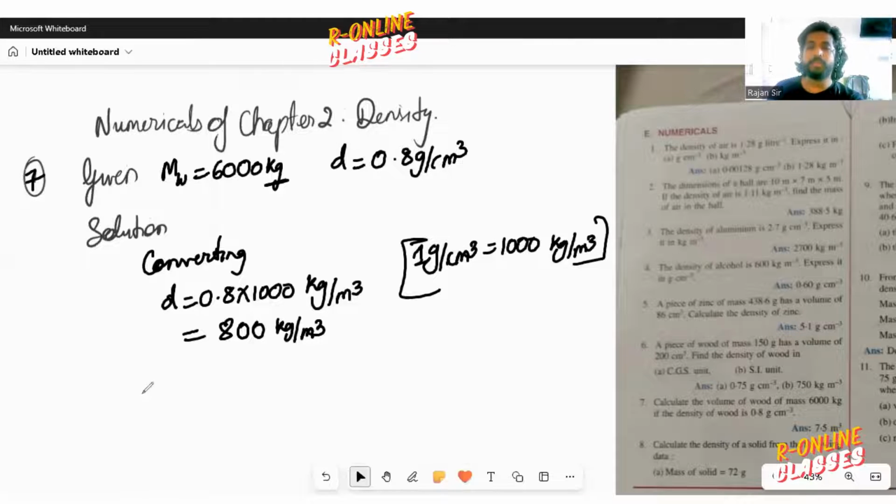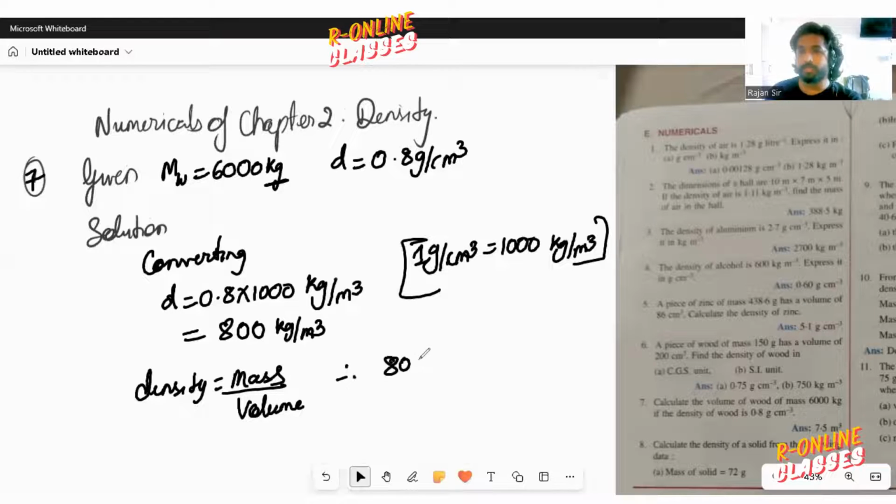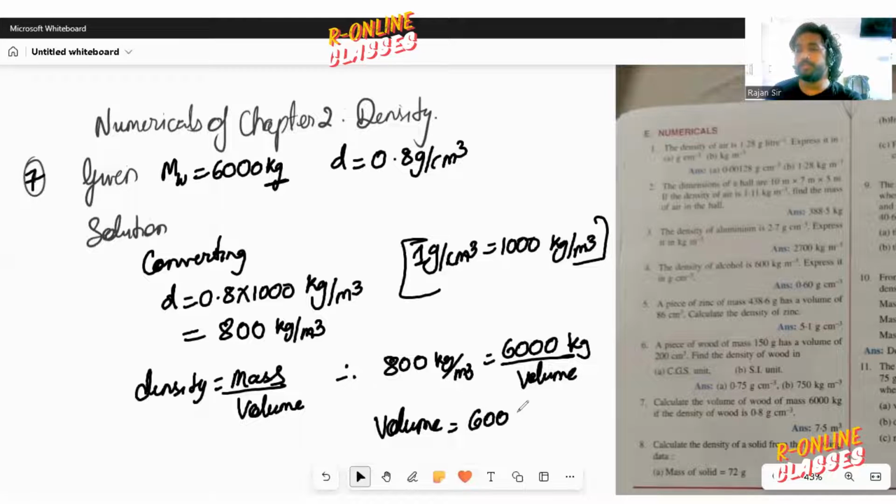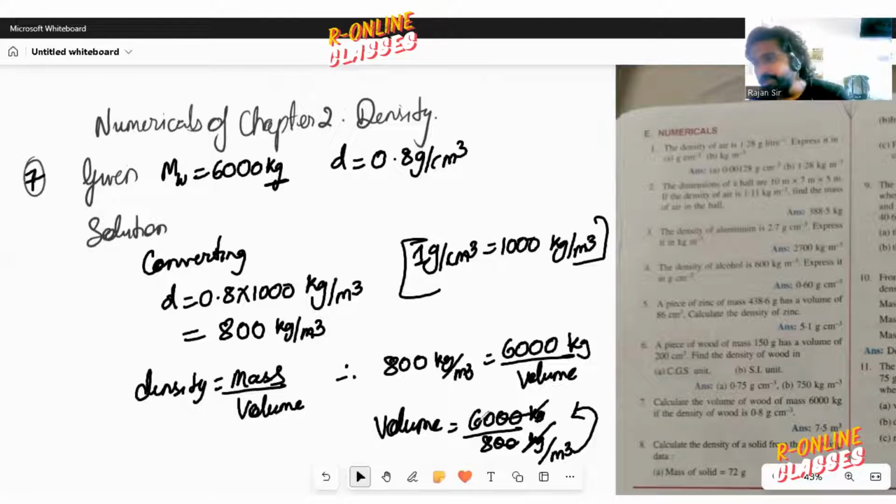Now we know density is equal to mass upon volume. Now put all the values which are in the same unit. Therefore, we have 800 kg per meter cube. You can write that also if you want. Mass is given as 6000 kg and volume is not given, so you can take volume here. We have 6000 divided by 800. So if you see this case, we have kg per meter cube, so this meter cube will go up, kg will get cancelled. This is how we calculate the value. Okay, and the answer comes to be 7.5.